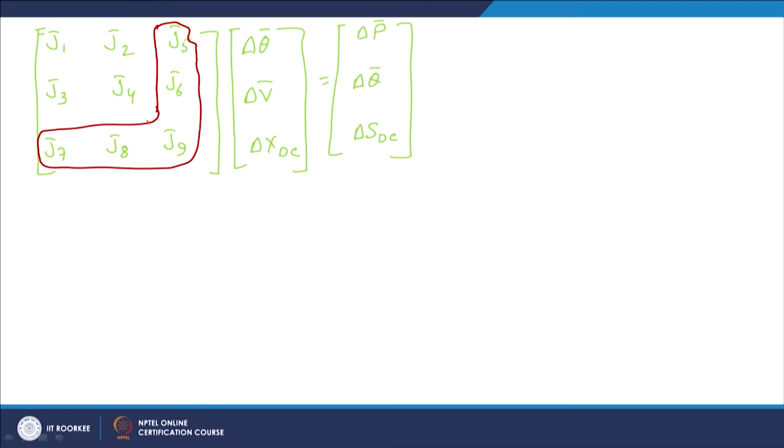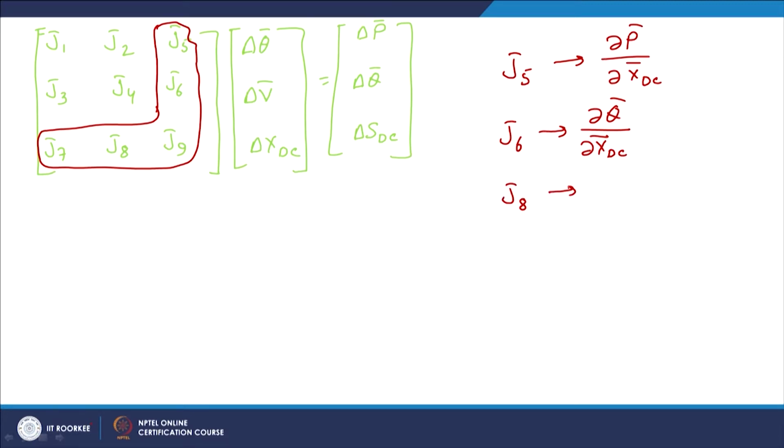For example, what would be J5? J5 would be nothing but del P by del XDC, for example. Similarly, J6 would be del Q by del XDC. Simple. And for example, J8 would be del SDC by, let us say, delta V.